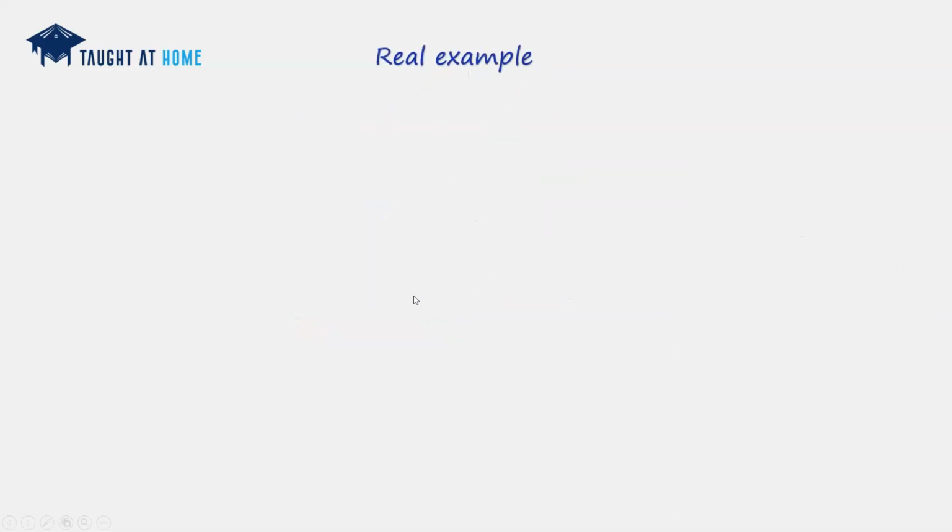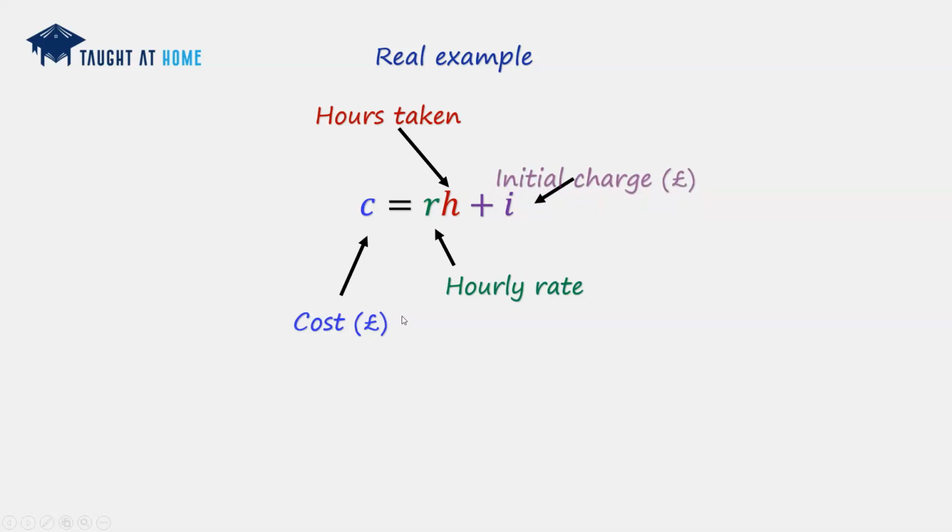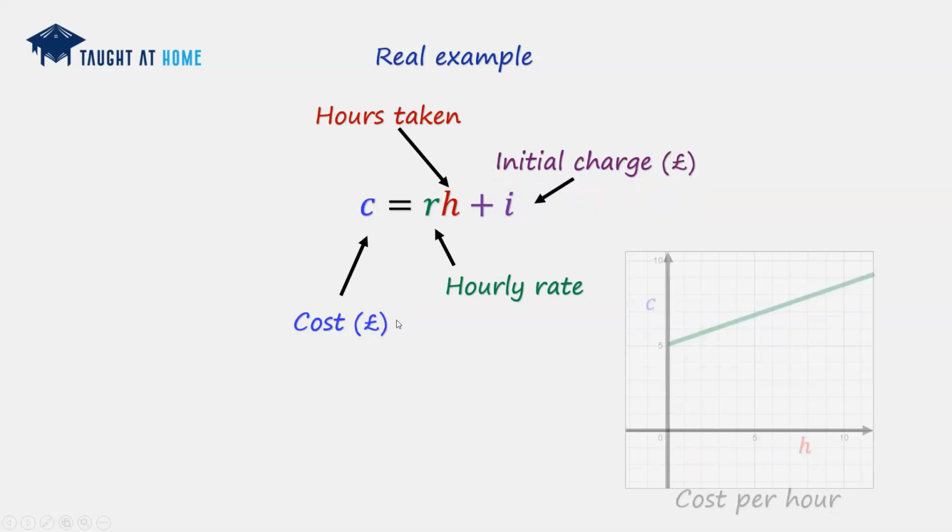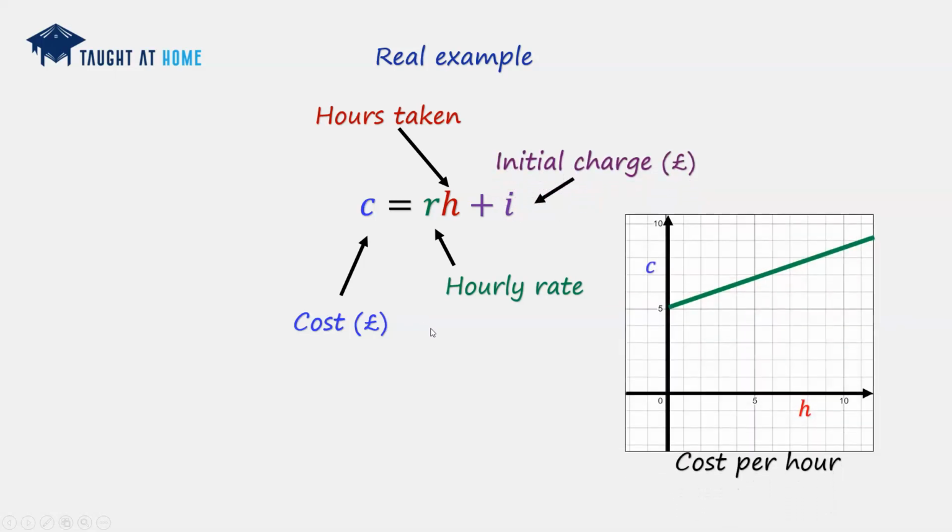So a real life example, if we're hiring a painter decorator to paint our living room, we might be given the equation of a straight line which relates the cost to the hours taken for a given hourly rate and an initial charge. And we might refer to a chart or a graph like this, which is the graph of a straight line, and we can simply say how many hours would it take, and we can get the cost from the straight line graph.